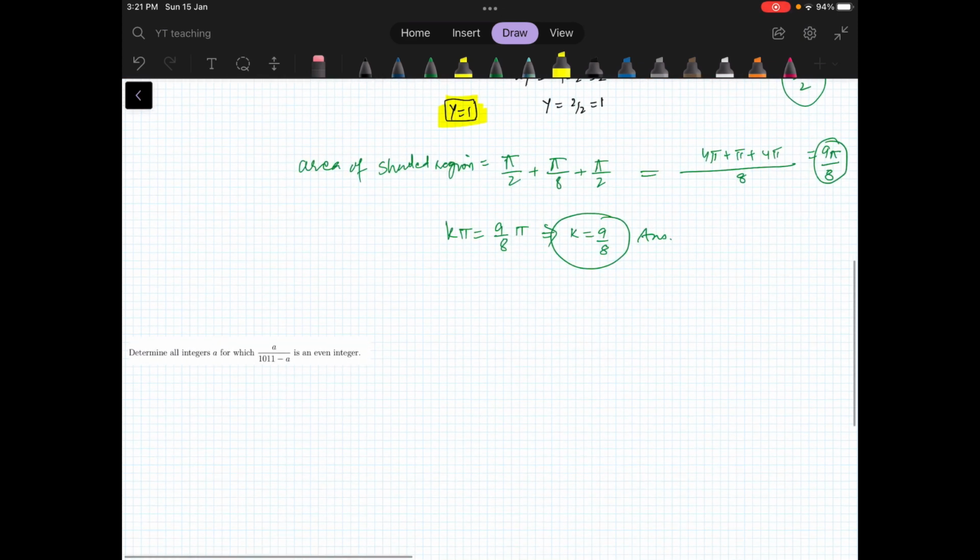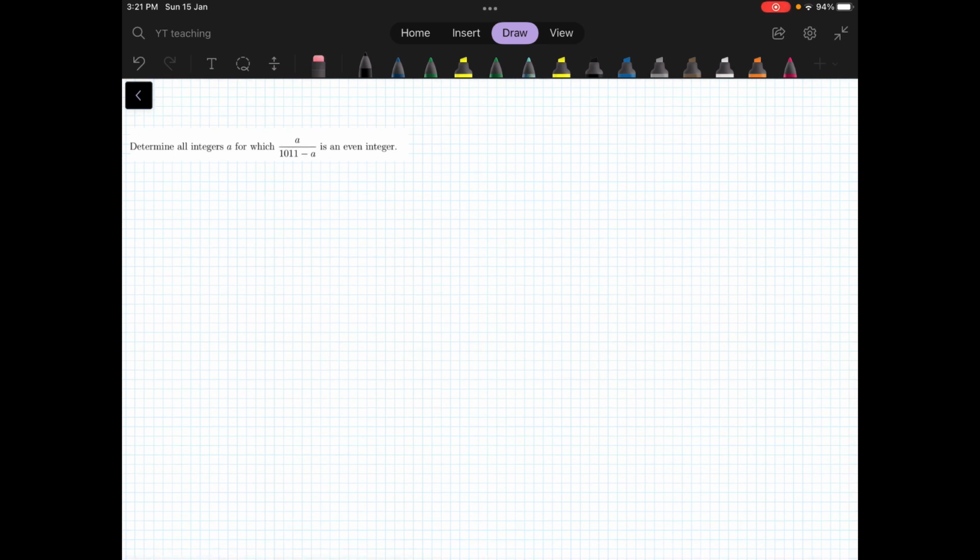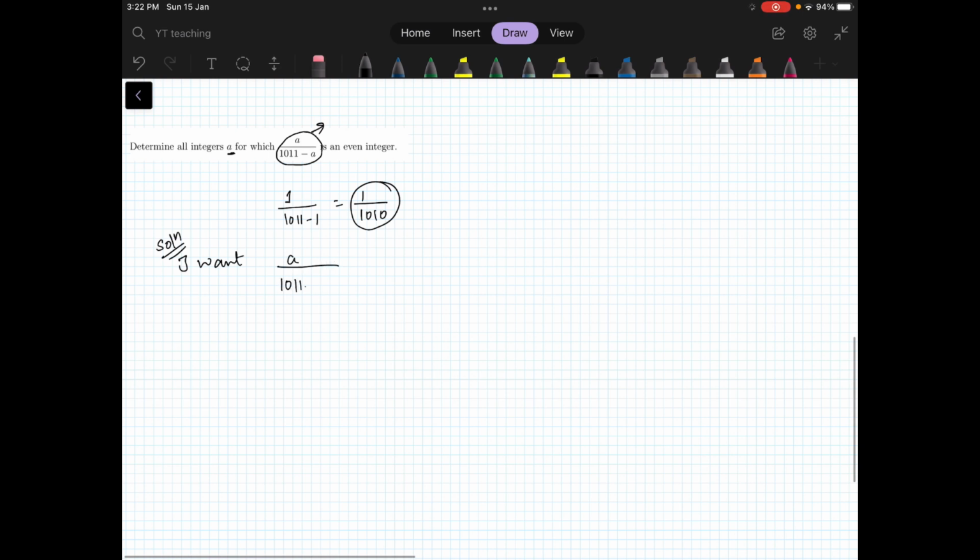Now this next problem statement is very small. It's kind of easier. So the question is, find all integers a for which this is an even integer, right? So for example, if I put a is equal to 1, I'll get 1 over 1011 minus 1, so that's not even an integer, right? So what I am looking for is what values of a will give me this as an even integer. Okay, so I want a solution. Not much information is given, so I just want a over 1011 minus a to be an even integer.